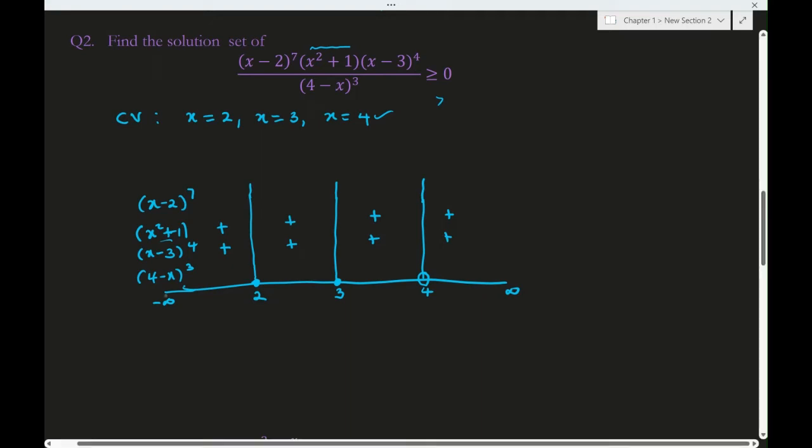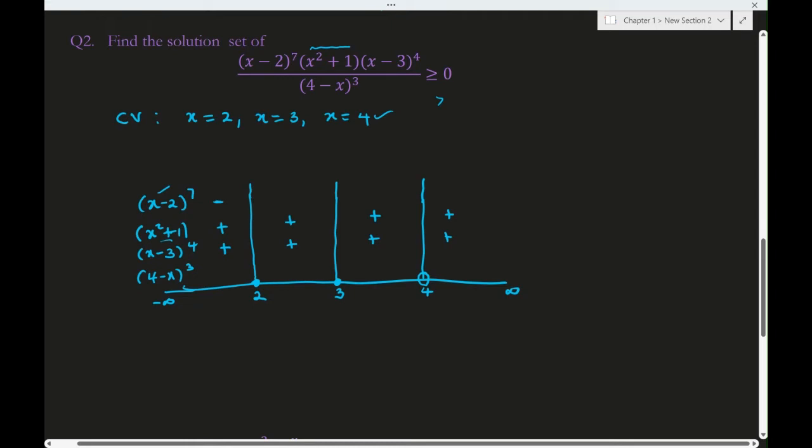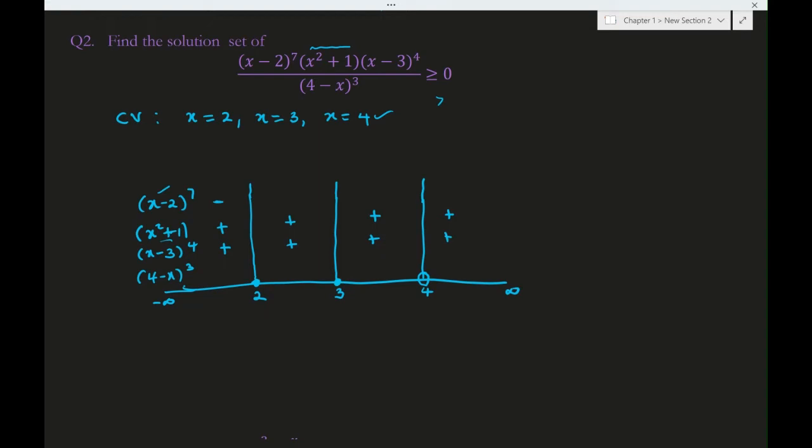Now, you just pick a test point. Between minus infinity and 2, what is any real number here? We can take 0. If you test 0 here, 0 minus 2 is going to be minus 2. Minus 2 to power 7 is definitely a negative number. Then between 2 and 3, we can take 2.5. 2.5 minus 2 is 0.5, a positive number to power 7, so this will be positive as well.